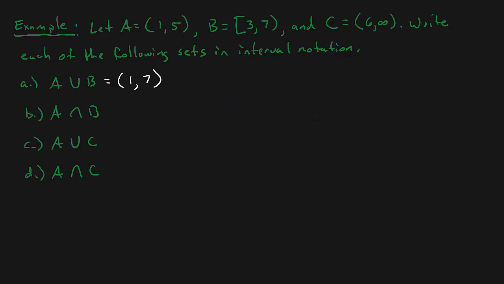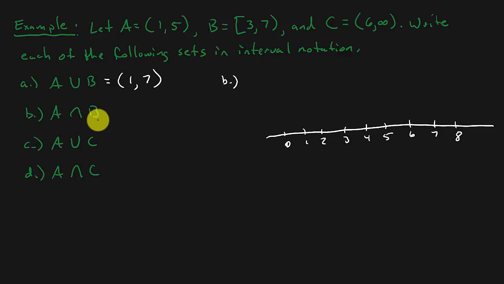All right, so let's look at the next one. So we want to do A intersect B. So this is part B. And so let's do the same thing. 0, 1, 2, 3, 4, 5, 6, 7, 8. And let's graph each one of them above the line. Okay, the A and the B, graph them above the line. And so A, well, once again, that's 1 to 5. And then B is 3 to 7.